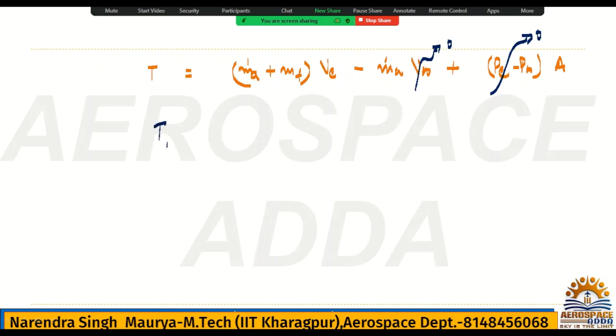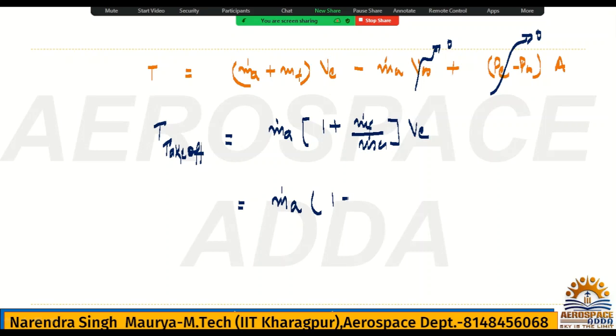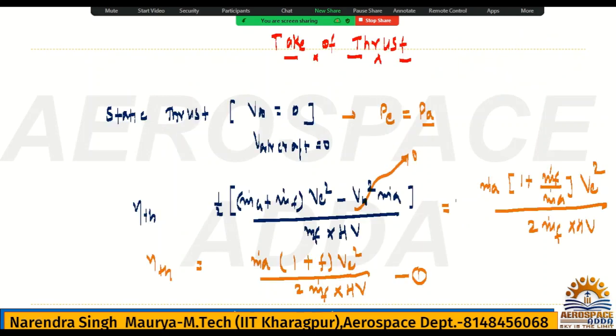So takeoff thrust or static thrust, you can say, it is nothing but m dot a plus m dot f, that is m dot a into VE, which means m dot a (1 plus f) into VE. This is takeoff thrust, equation number 2. Check equations 1 and 2. See, somewhere we have m dot a (1 plus f) into VE square. Instead of that, what can we write? We can write takeoff thrust. We can write or not?